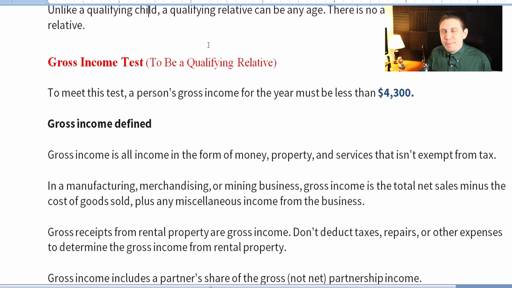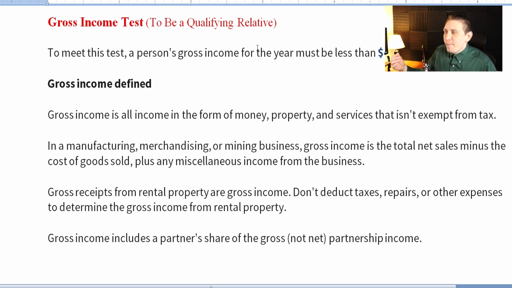And gross income is defined by the IRS. I've put it here just in case you had questions: gross income is all the income in the form of money, property, and services that is not exempt from tax, which is most forms of income. In a manufacturing, merchandising, or mining business, gross income is the total net sales minus the cost of goods sold plus any miscellaneous income from the business. So that's if they have a business type of operation.